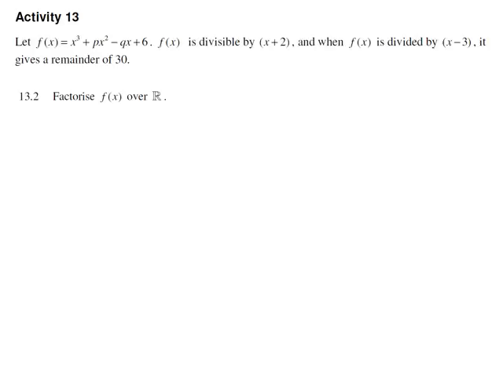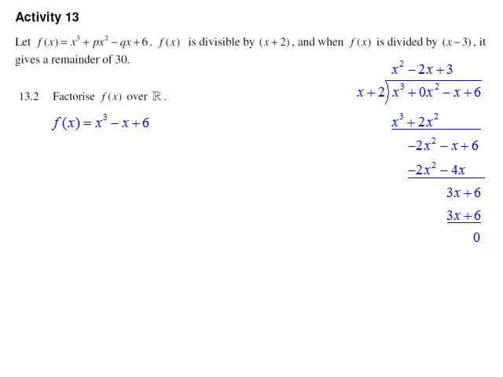In activity 13.2, we are now asked to factorize f(x) over R. From activity 1, we know that p is 0 and q is 1, so that means f(x) is x cubed minus x plus 6. From the given information, we already know also that x plus 2 is one of the factors of f(x), and we can find other factors by doing long division with x plus 2.